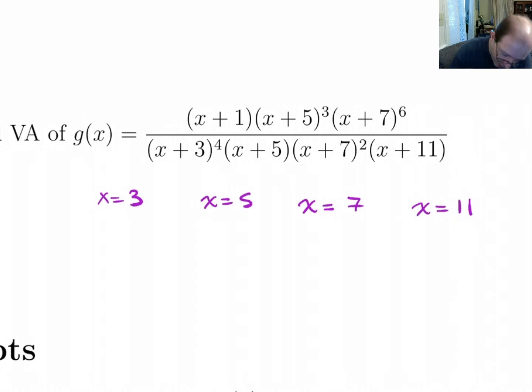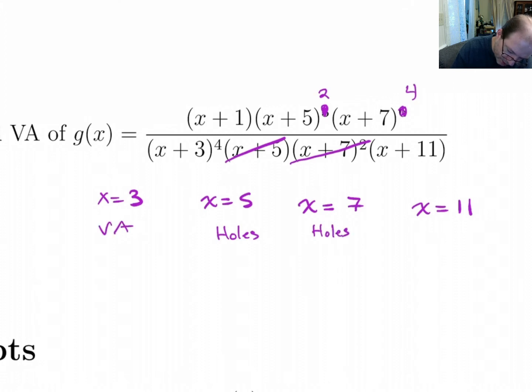Now let's cancel everything we can. Let's see, x plus 3 doesn't cancel. X plus 5 cancels with one of these. X plus 7 squared cancels with two of those, and the others remain. So these two that cancel away give us holes, and the ones that didn't cancel away give us vertical asymptotes.